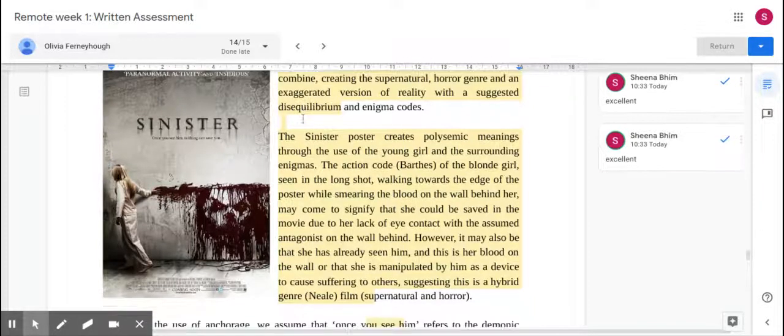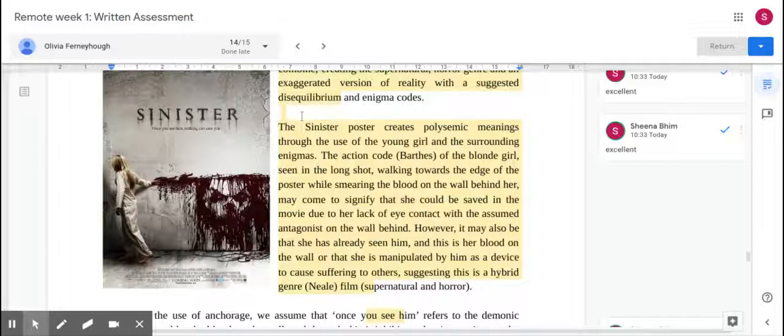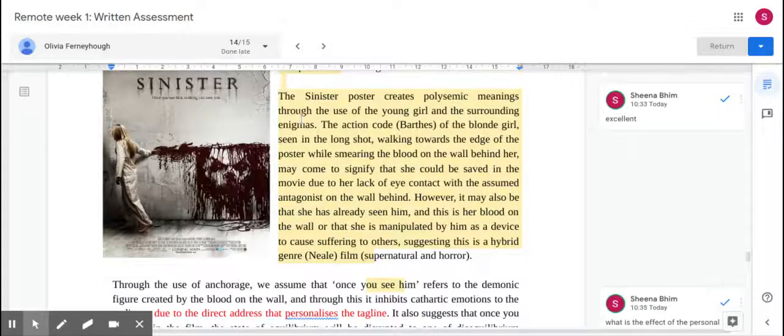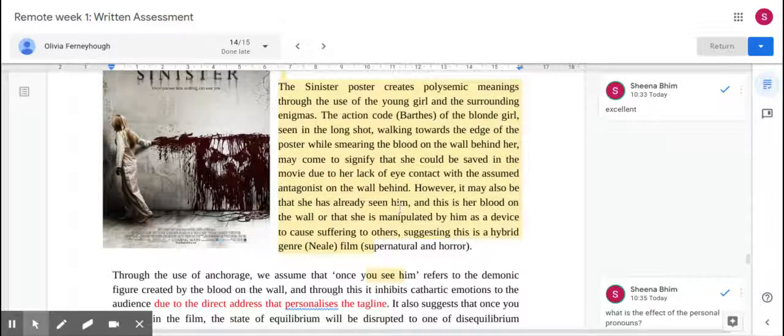So we are suggesting that this is perhaps a hybrid of supernatural and horror. Through the use of the anchorage, we assume that once you see him refers to that demonic figure created by the blood on the wall. And through this, it inhibits cathartic emotions for the audience. So it doesn't allow the audience to get rid of those negative feelings. It encourages the audience to dwell on those negative feelings and therefore attracts a pre-sold audience who like to feel like this.